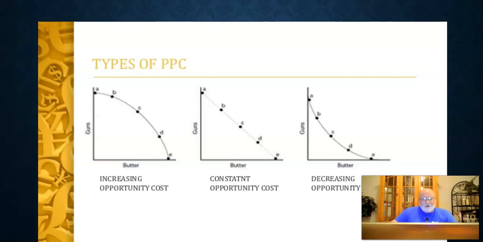But anyway, the first one, increasing opportunity cost, means every time you get more butter, you give up more guns. Now, for the middle one, constant opportunity cost, it's a straight line, which means the ratio is always the same. If every time you get one more pound of butter, you give up two guns, that relationship will stay the same. If it's bowed inward, like the third one, that means decreasing opportunity cost. The more butter you get, the less guns you give up. And I hope I did that right.